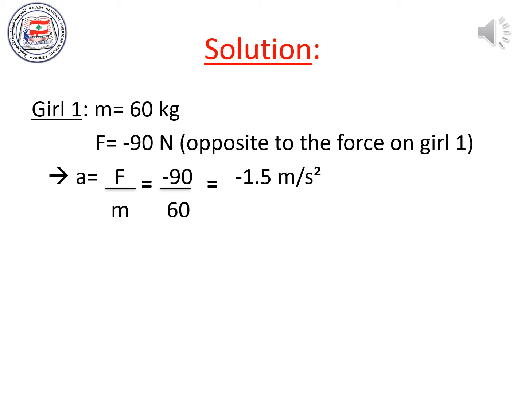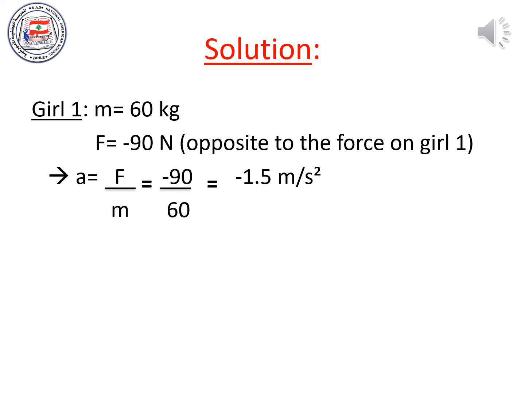Girl 1 has a mass of 60 kilograms and the force acting on her is minus 90 newtons to the left, opposite to the force acting on girl 2. Why? Because they are action and reaction forces. Girl 1 pushed girl 2 with an action force of 90 newtons to the right, and girl 1 receives a reaction force of minus 90 newtons because it is to the left.